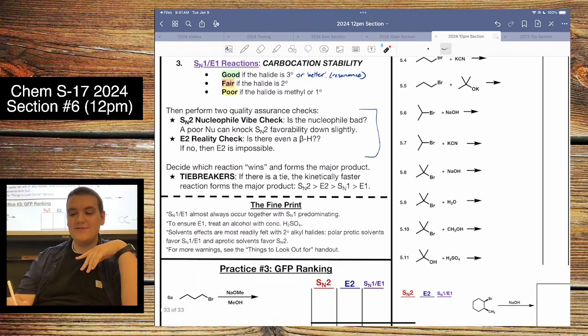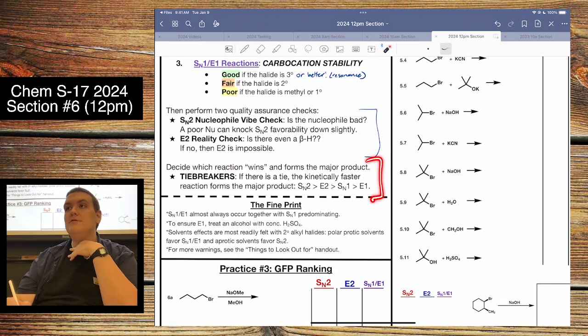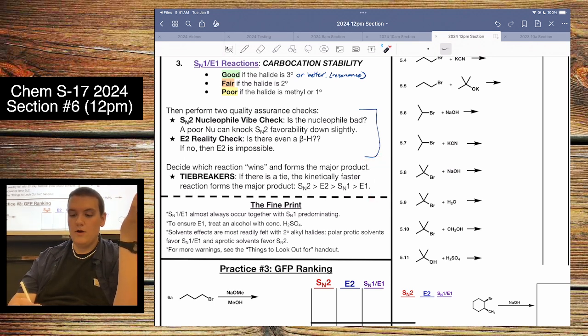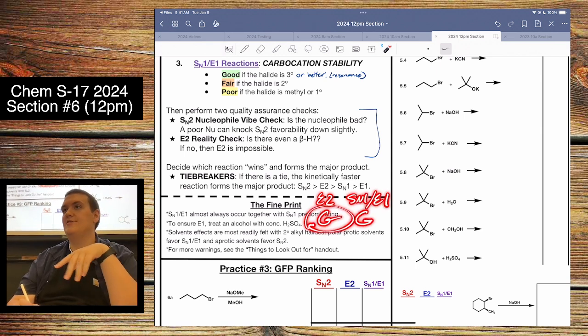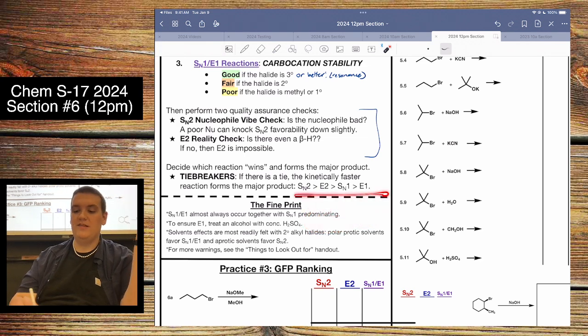And then finally we have tiebreakers. So the tiebreakers is just the speed of the reactions. So like let's say you were tied for SN2 and E2, SN2 would predominate because SN2 is faster. Similarly, if you were tied between E2 and SN1, E1, if they were both good, E2 would win because it's faster. And so this is the order of the speed of the reactions.